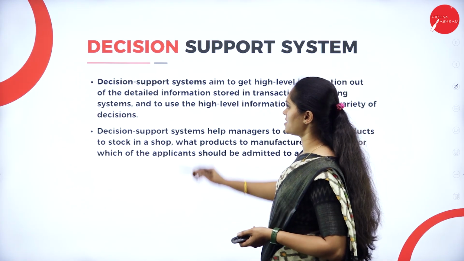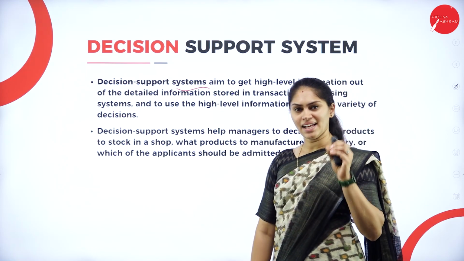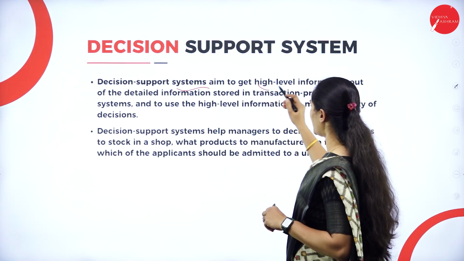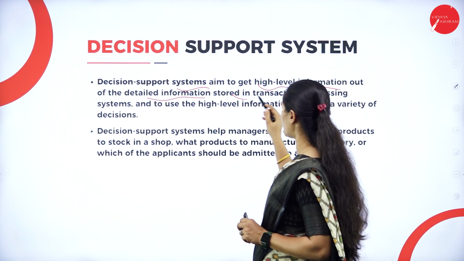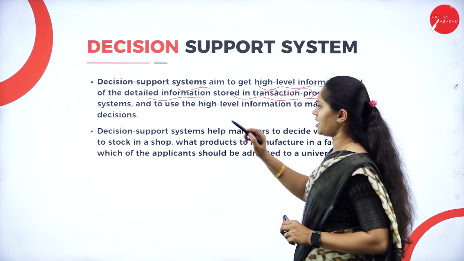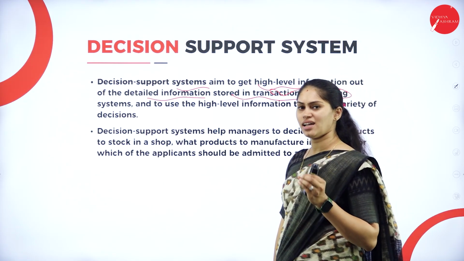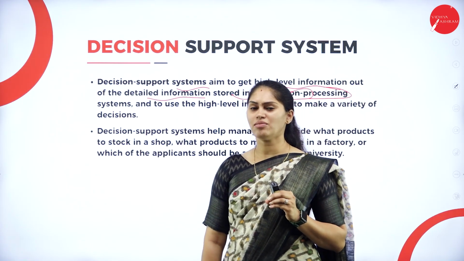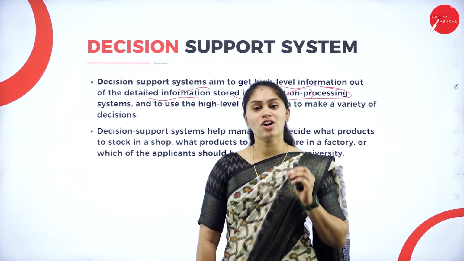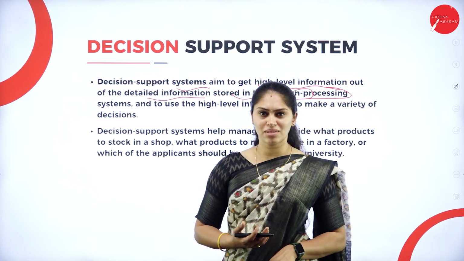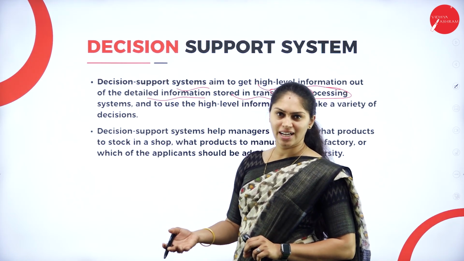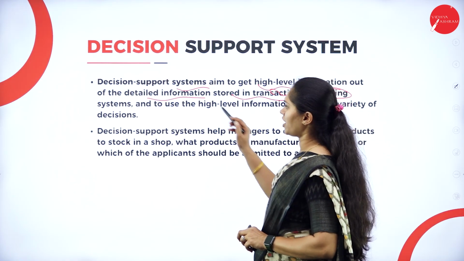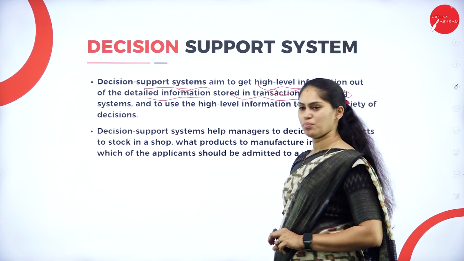Then what about the decision support system? Mainly it is aimed at getting high level information out of the detailed information stored in a transaction processing system. With the help of the detailed data in a transaction processing system, we make decisions which will be helpful for the future of an organization or enterprise. Then we call that a decision support system.